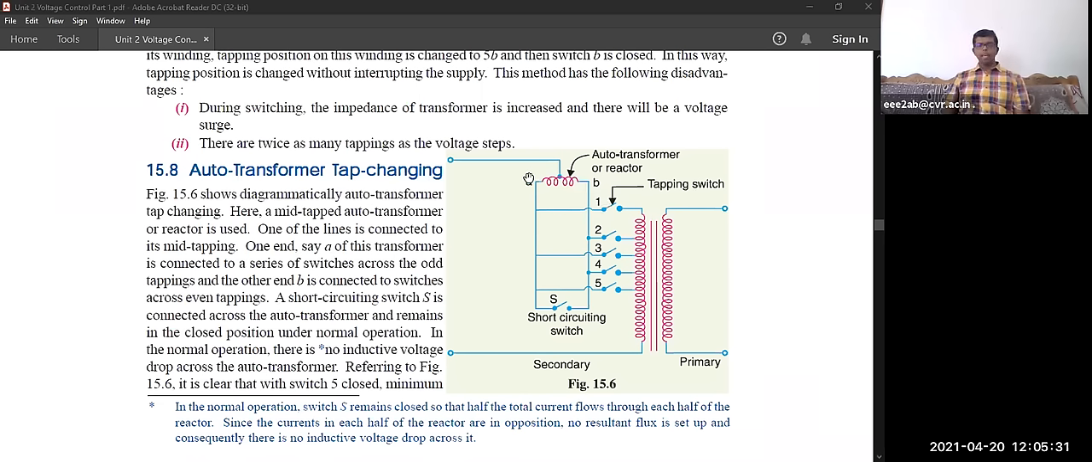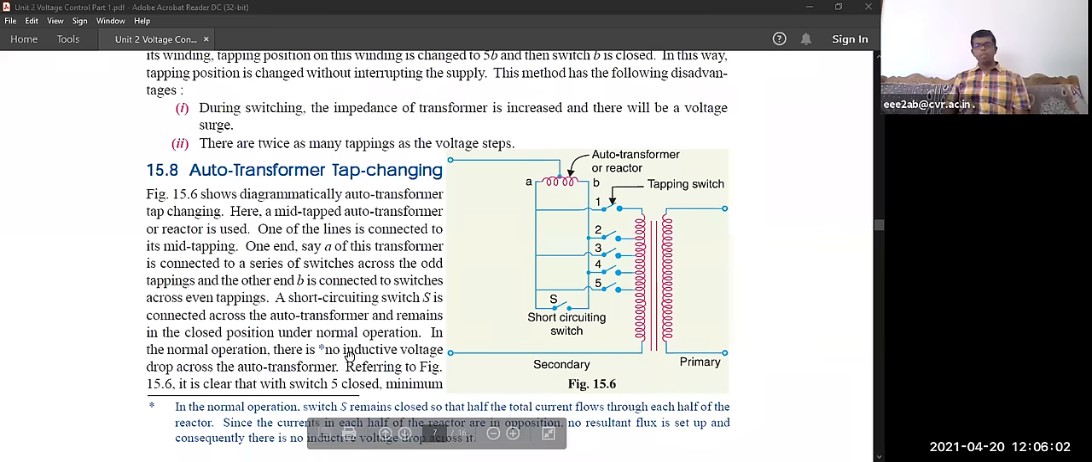Switch A is connected to this short circuiting switch, and switch B is connected to the switches with the even tappings. A short circuiting switch is connected across the auto transformer and remains in the closed position under normal operation. It is always closed in normal operation.